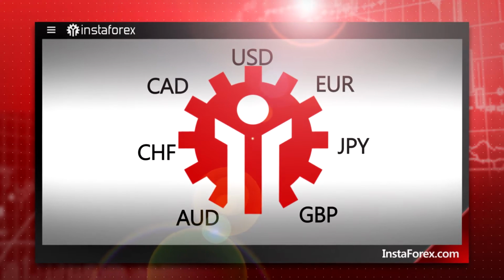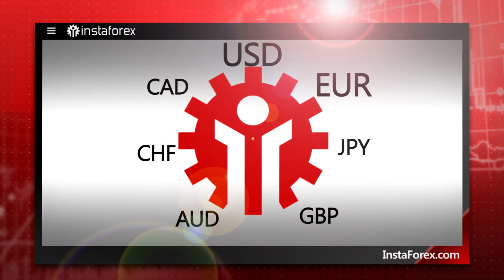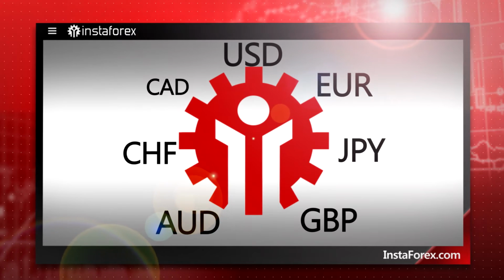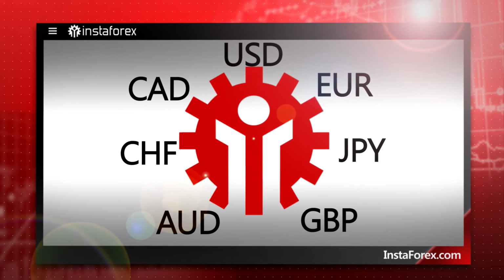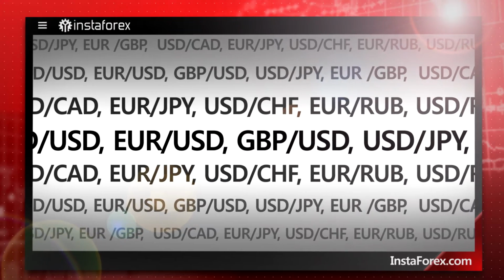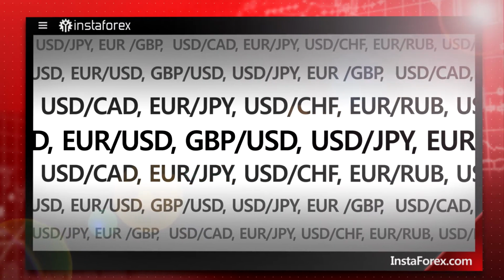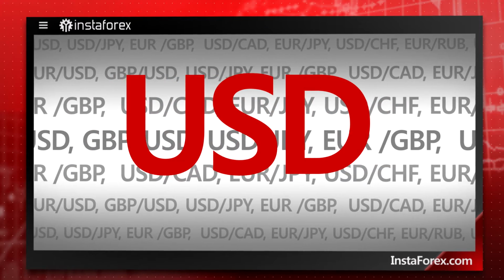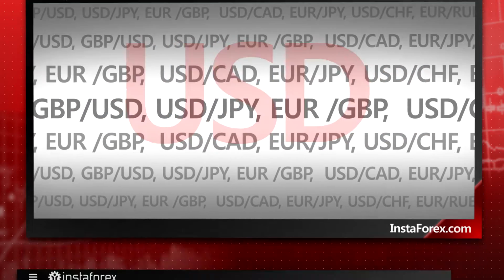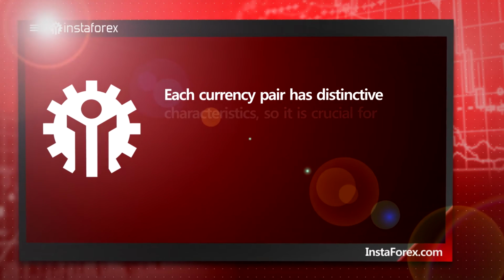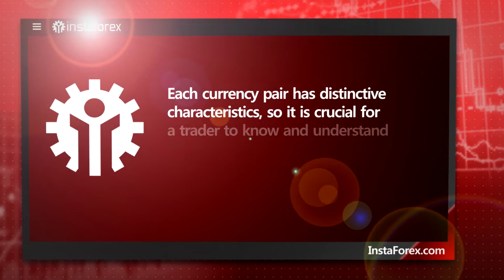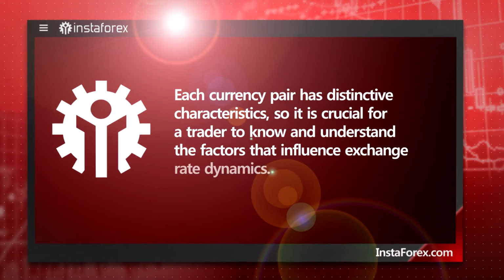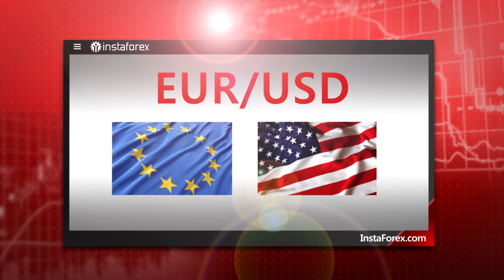The most common currencies for trading are the US dollar, euro, Japanese yen, British pound, Australian dollar, Swiss franc, and Canadian dollar. All currencies are traded in pairs. The largest volume of deals comes from foreign exchange transactions in major currency pairs that include the US dollar. Each currency pair has distinctive characteristics, so it is crucial for a trader to know and understand the factors that influence exchange rate dynamics.